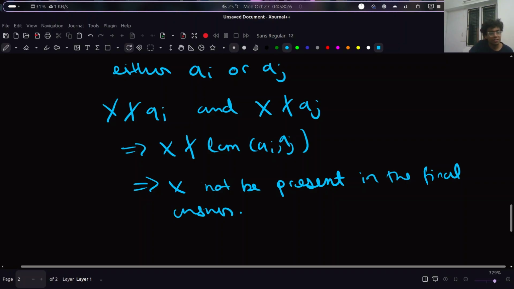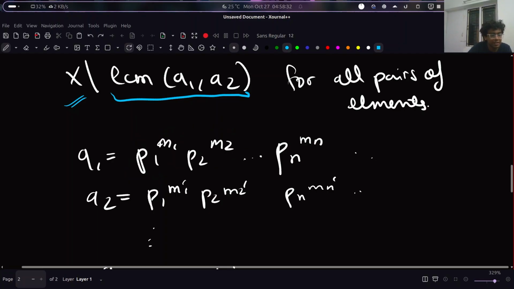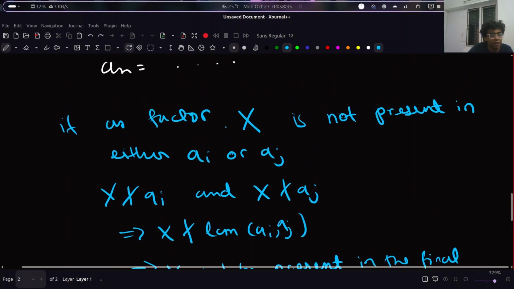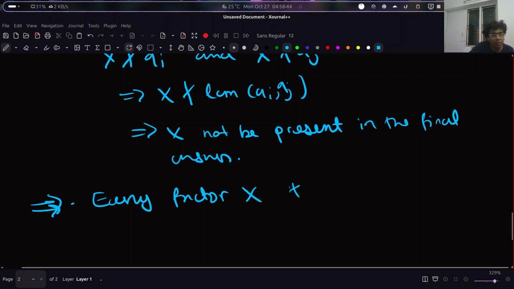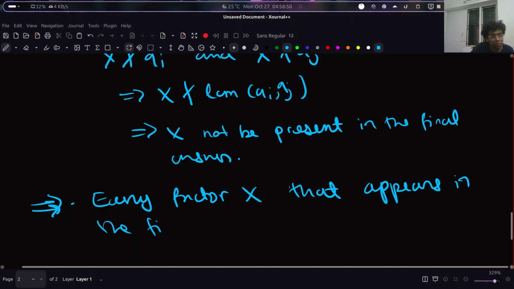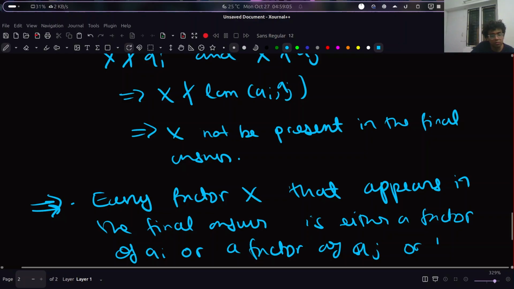So essentially what is happening is every factor needs to be present in either AI or in AJ if it wants to be in the final answer. So from this we can conclude every factor x that appears in the final answer is either a factor of AI or a factor of AJ, or both. And here let's think of factors as prime numbers.